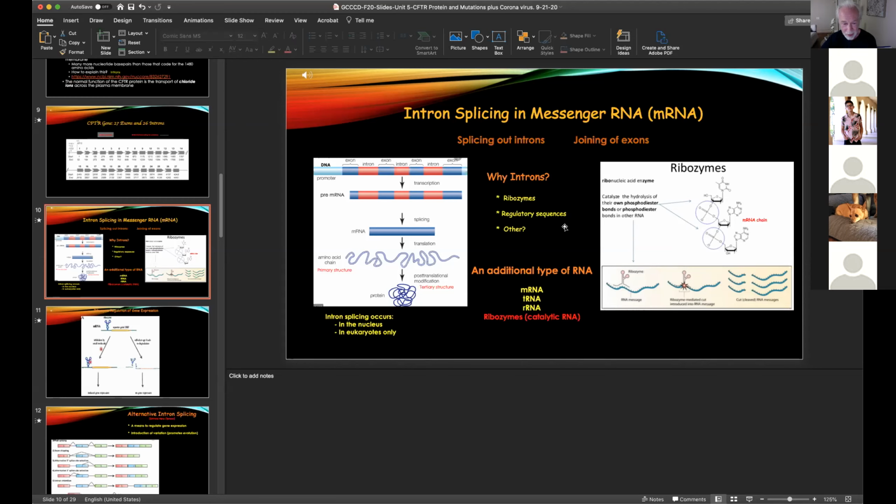Now, what is a ribozyme? At the bottom center here, it's an additional type of RNA for you to remember. We've already talked about mRNA, the message, tRNA, the amino acid specifier, and rRNA, the ribosomal component that's the machine that makes proteins. Well, ribozymes are none of those. Ribozymes are catalytic RNA.